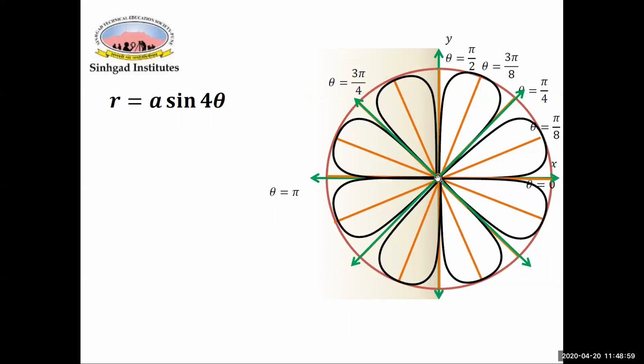Now since n is even, we don't have to keep any sector empty. So we have to draw the next loop. This is your second loop, and this way go on drawing the loops in all the sectors, and this way your curve will have these 4 and these 4, that is a total of 8 loops, for this curve r equal to a sin 4 theta.